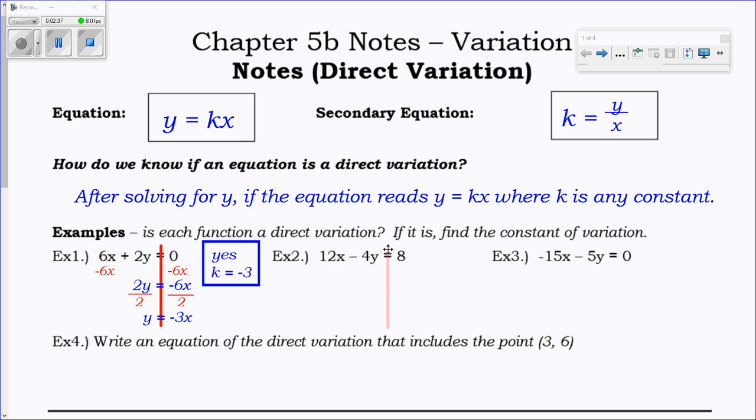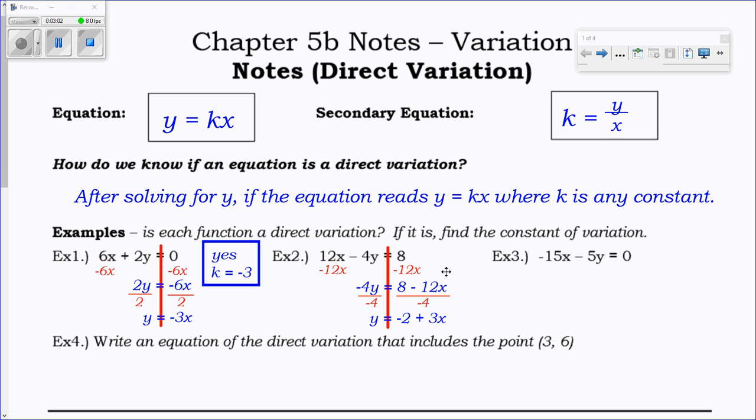So let's do example 2. What's the first thing we need to do to solve for y? The first thing we're going to do is subtract 12x from both sides, and what will that give us? That gives us negative 4y equals 8 minus 12x. Now what do we do? We've got to divide both sides by negative 4, and what do we get? Y equals negative 2x plus 3.